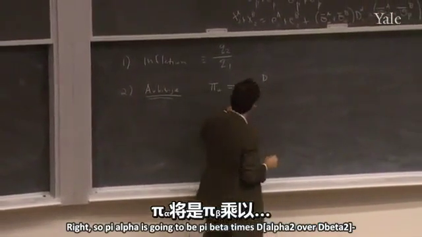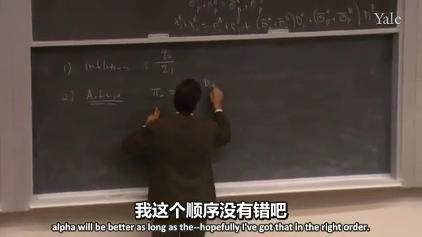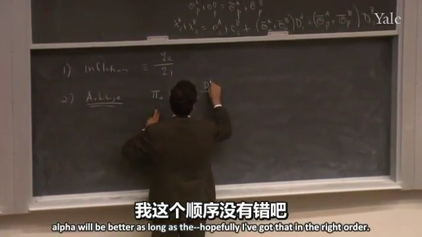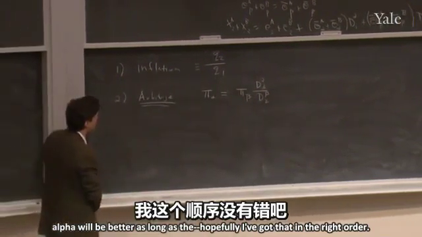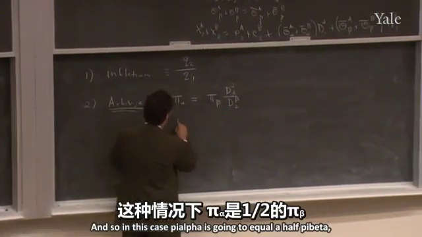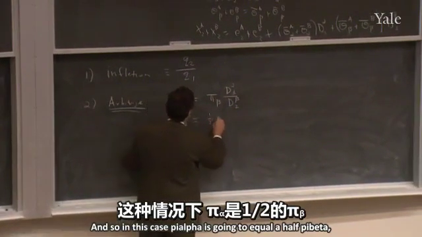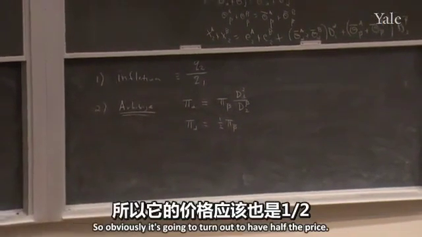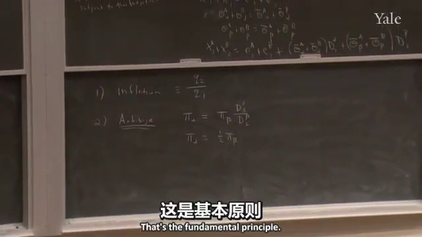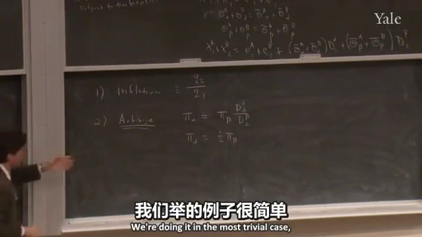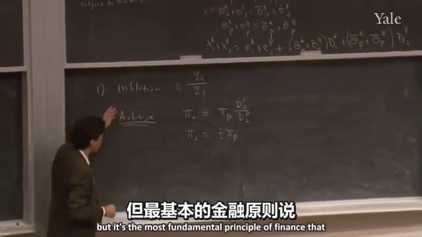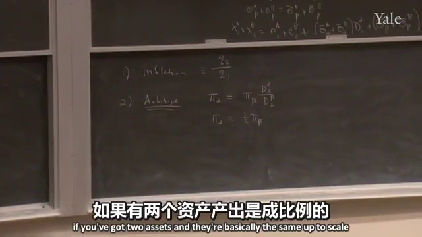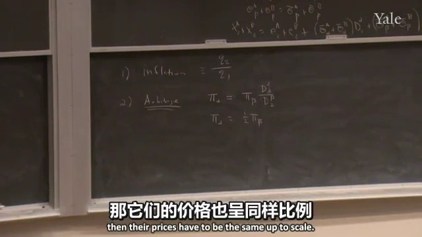Let's see, pi alpha. Okay, hopefully I've got that in the right order. And so in this case, pi alpha is going to equal a half pi beta, because alpha is producing half the dividend that beta is producing. So obviously it's going to turn out to have half the price. That's the fundamental principle. We're doing it in the most trivial case, but it's the most fundamental principle of finance, that if you've got two assets that are basically the same up to scale, then their prices have to be the same up to scale.